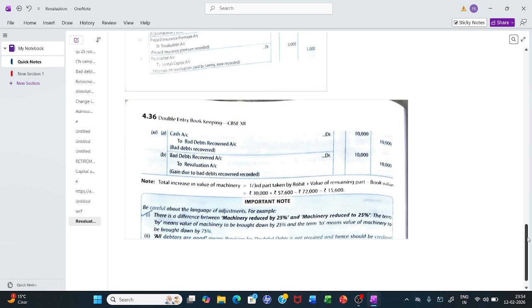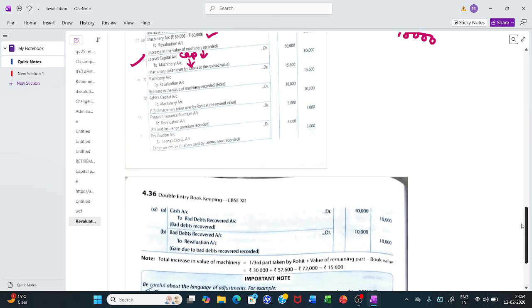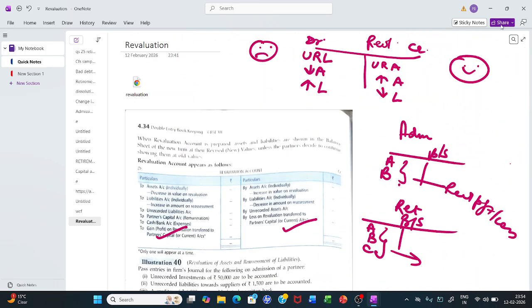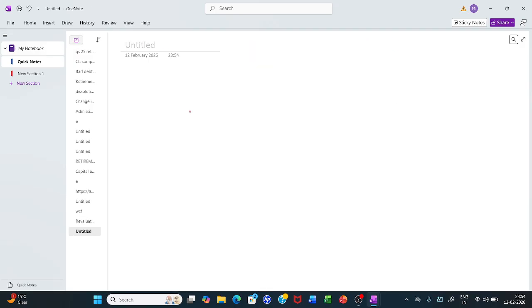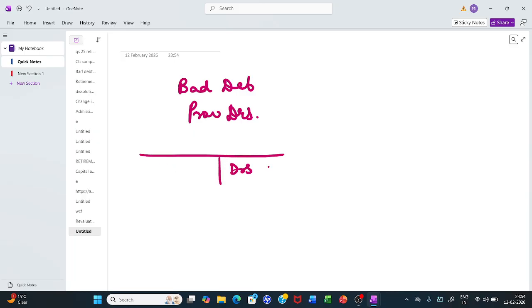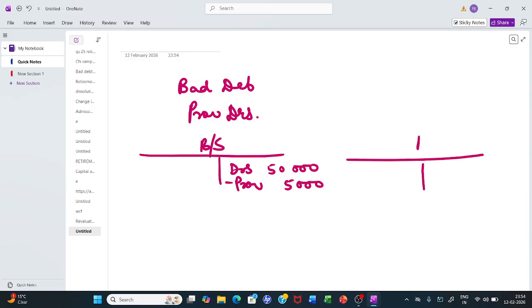This is a good illustration to revise a lot of important points about reval which are covered in the current year paper also. Along with that, in this chapter, one important thing about reval is bad debt and provision for debtors. We need to be careful about this also. We might be given debtors, say 50,000 minus provision 5,000. It could be given like this. Alternatively, it can also be given like this: there are debtors here and provision here. So we have to be careful whether provision is there or not.